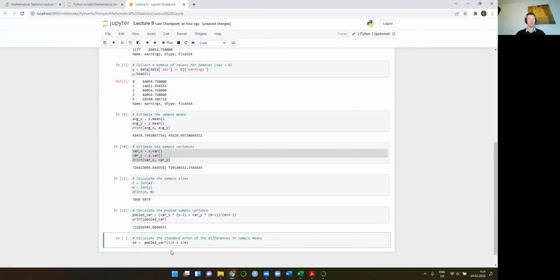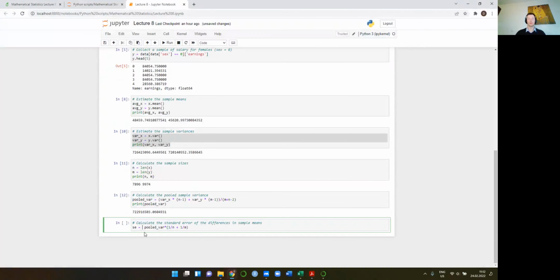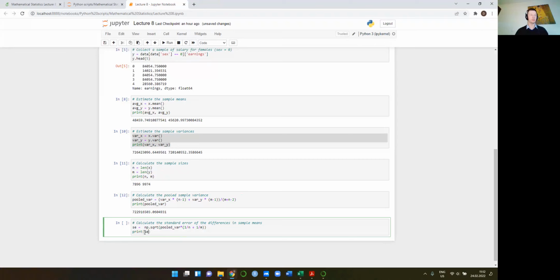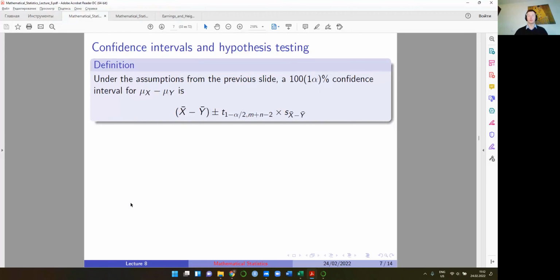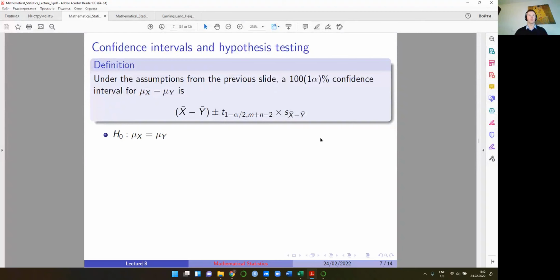which is, so do I have math here? No. Well, we can use either math, as I taught you in the first tutorial, or we can use numpy sqrt, which is the same. So those two are equal. So let's print standard error. So we have the standard error for 105. Well, we have all the elements in order to build the confidence interval for this difference and in order to test the hypothesis.